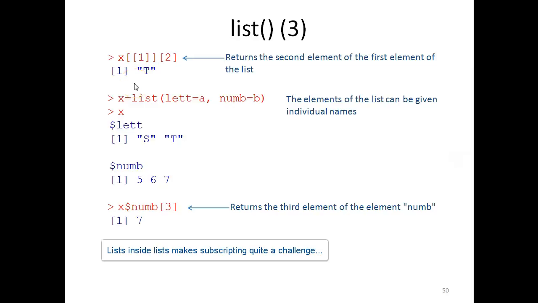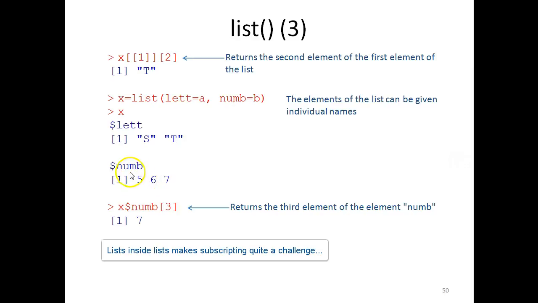To make things a bit easier, I can assign names to the elements of a list. And I do this exactly like in a data frame. So I write X equals list, and then I get the name let equals A, this is the contents and this is the name, comma num equals B. So I get two elements, let and num. And if I look at X, I get $let and then the contents, and then $num and the contents.